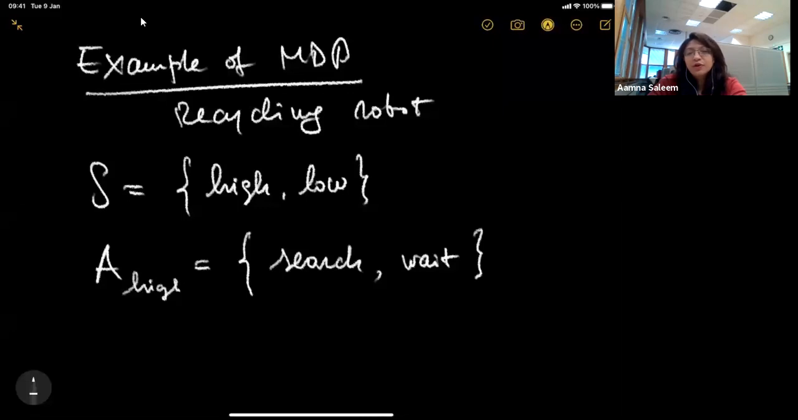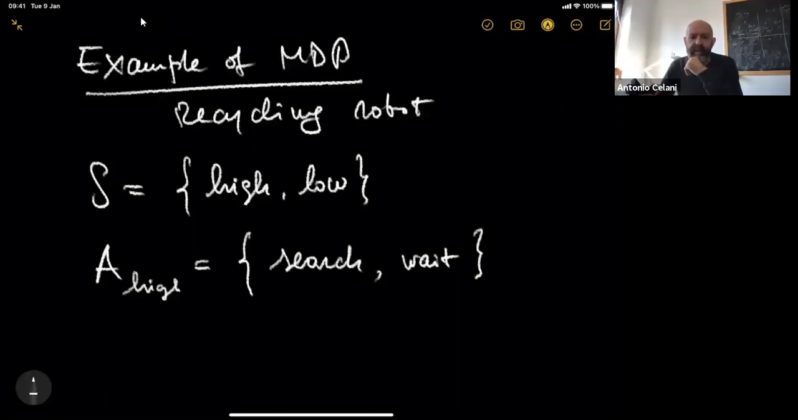Since this action is for high battery, wouldn't that eliminate the waiting because of low battery? Or will those two overlap in actions when the battery is low? Okay, we will see how this problem is constructed. You can have very many variations depending on what is sensible or not. This is one out of many. I'm following the book, so you can look back at the details over there as well.